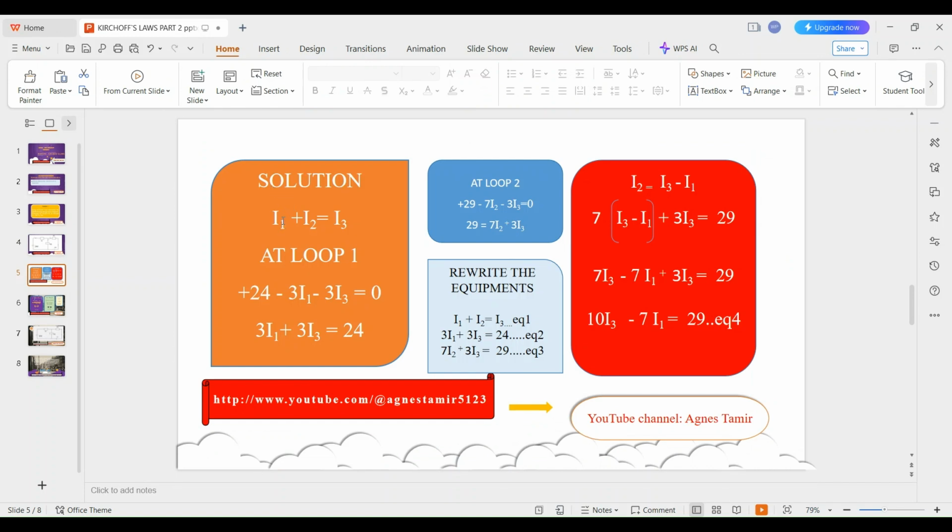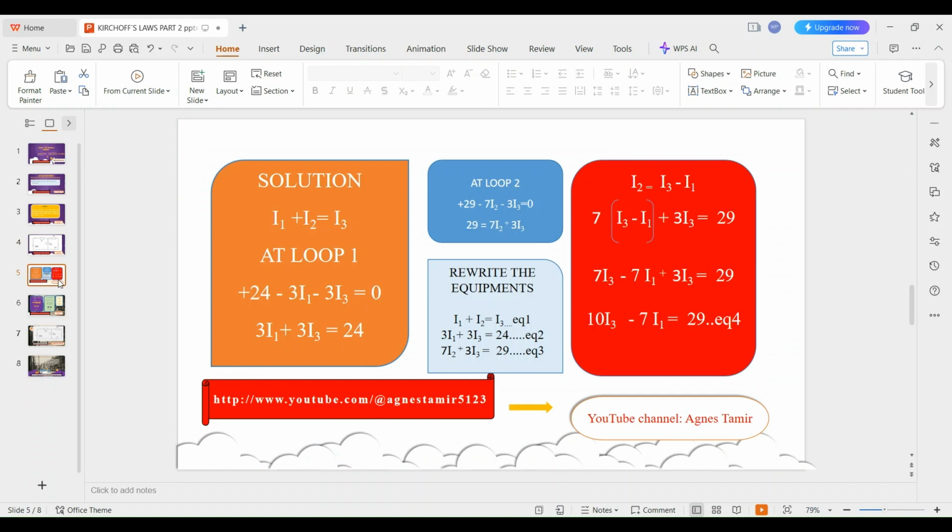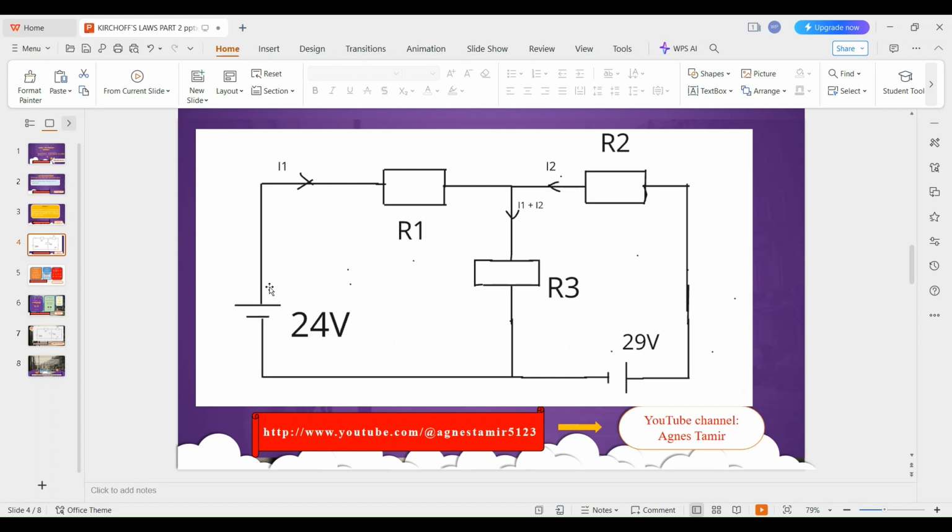For the solution, we have said that current 1 plus current 2 gives us current 3. And this is our current 3, the one that we have said is I1 plus I2. So that is our first equation. The second equation, we develop it from loop 1. And loop 1 is here. Because this is our supply voltage V1, this becomes our loop 1. And because this is our supply voltage V2, this loop here becomes loop 2.